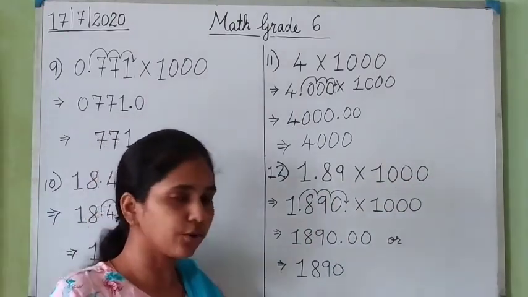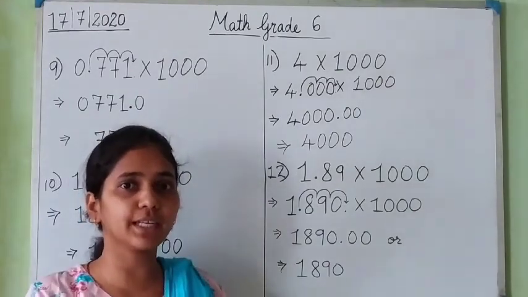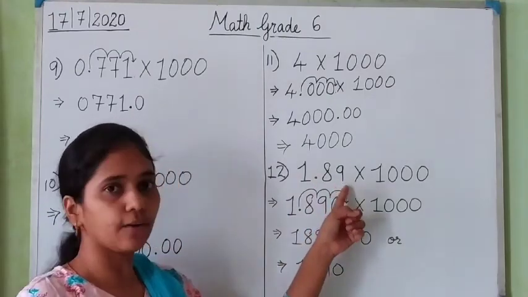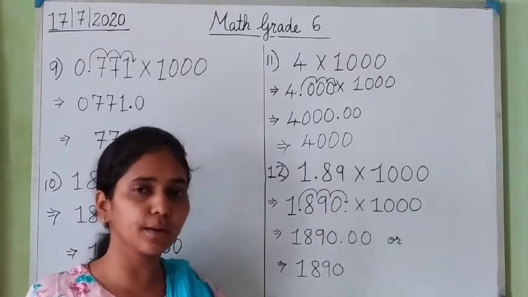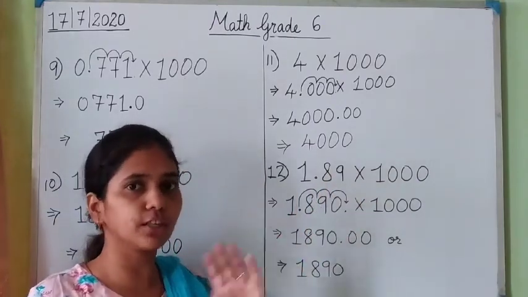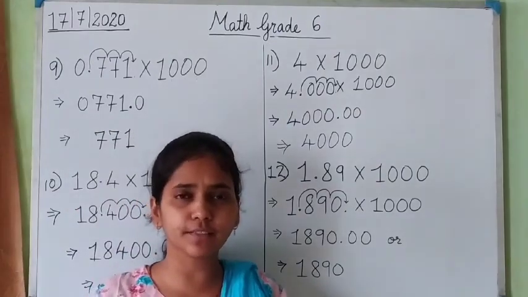So I hope everyone has understood this multiplication of decimal numbers by 10, 100 and 1000. Even if there are no digits after the decimal point, we can add a number of zeros. Adding zeros after the decimal point is okay. So everyone has understood the multiplication by 10, 100 and 1000.